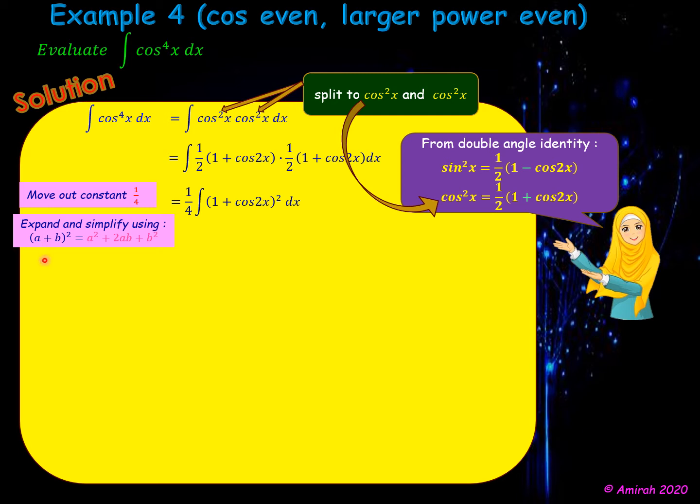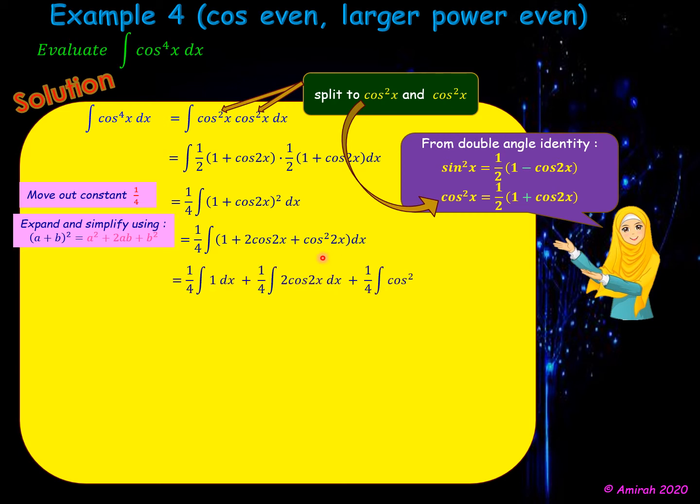And after that, we need to expand 1 plus cos 2x squared. We can expand it using the formula a plus b squared, which equals a squared plus 2ab plus b squared. Now, when we compare, our a is 1 and our b is cos 2x. When we use this formula, a squared means 1 squared, which still equals 1. Then 2ab means 2 times 1 times cos 2x, which equals 2 cos 2x. And then plus b squared. Our b is cos 2x, so when we square, we have cos squared 2x.